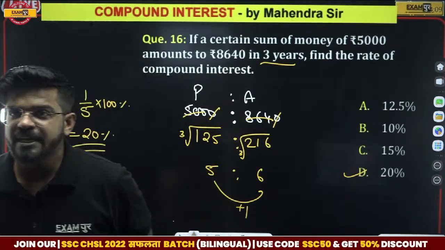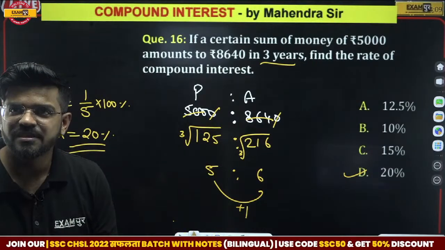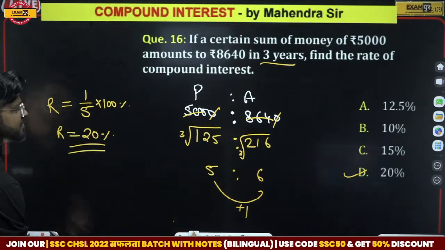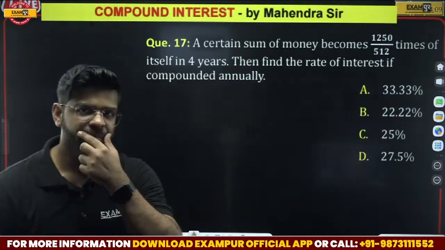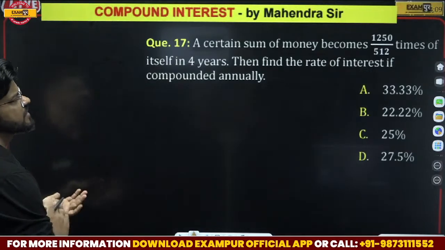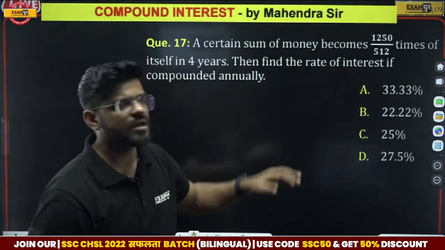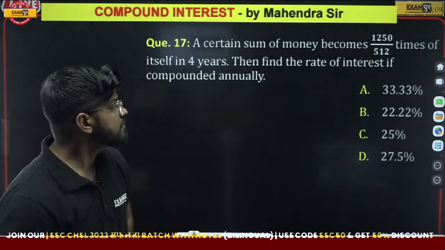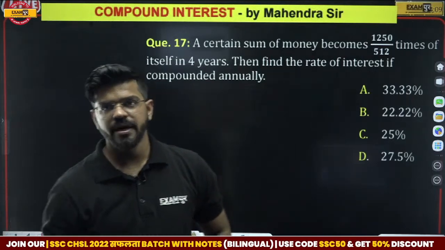Superb, superb. So Suhani is there. 20% is absolutely correct. And Manoj, very good, Manoj. Superb. Next question is in front of you. Tell me the answer of this question right now. A certain sum of money becomes 1250 upon 512 times of itself in 4 years. Then find the rate of interest if compounded annually.